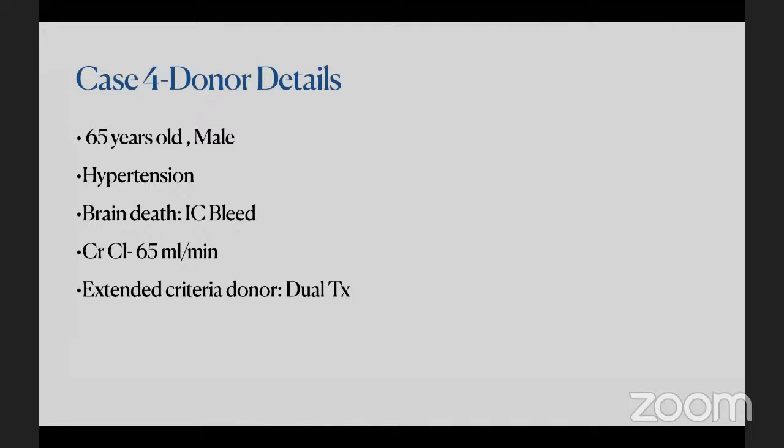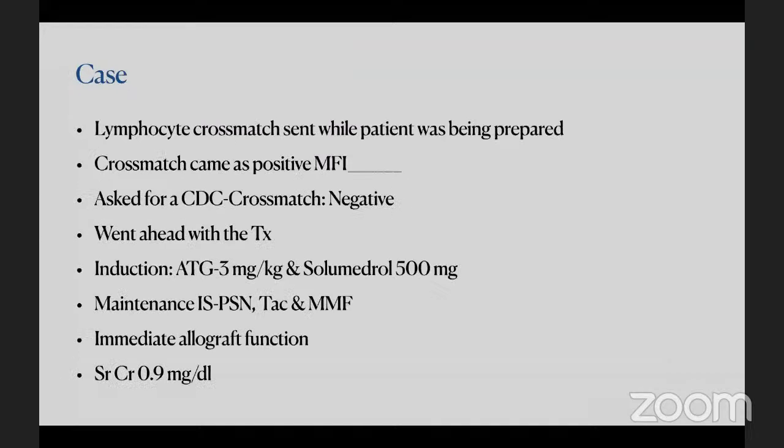His cumulative creatinine clearance was about 65 mL per minute, and he was an extended criteria donor. A dual kidney transplant was offered for this recipient, and he consented to it. We started the patient preparation. At the same time, we had sent a lymphocyte cross match. Eventually, what we got was a positive cross match, positive with an MFI, whatever number they had.